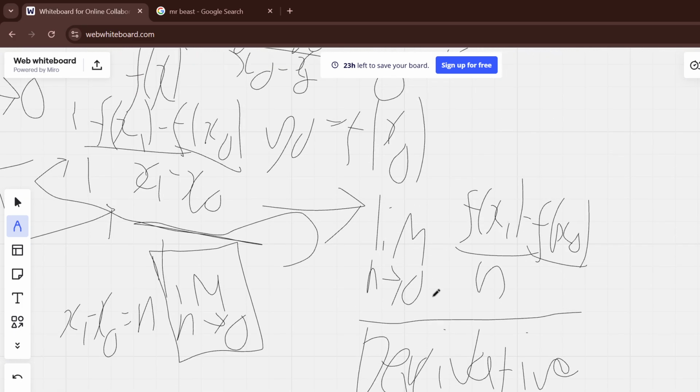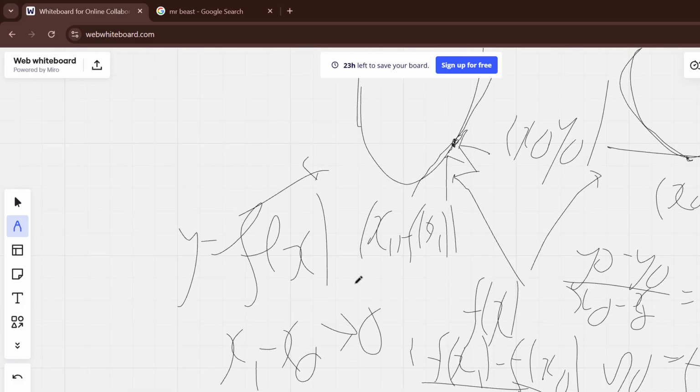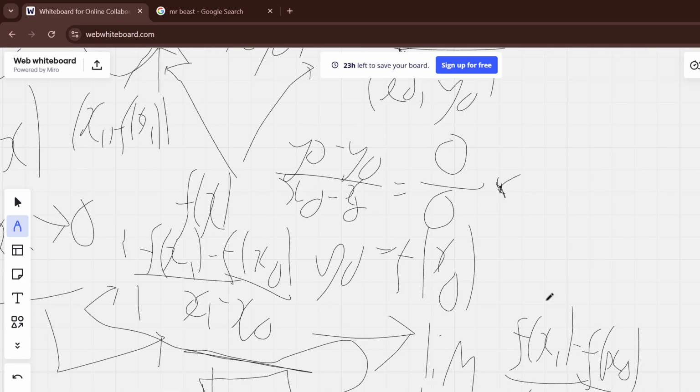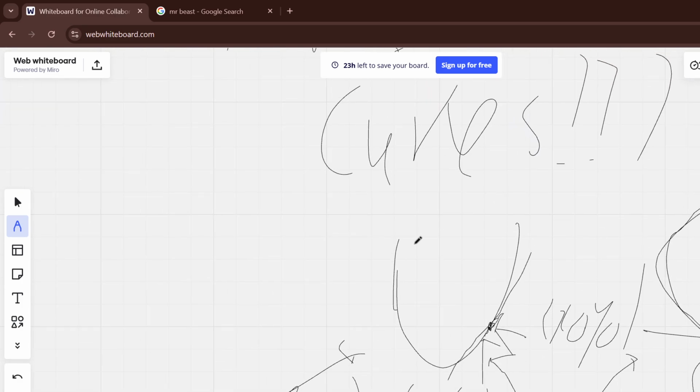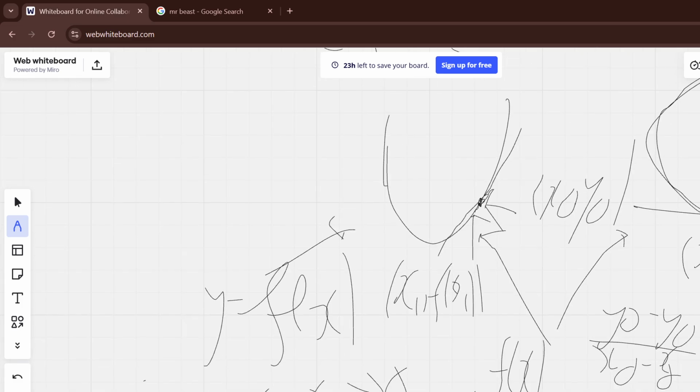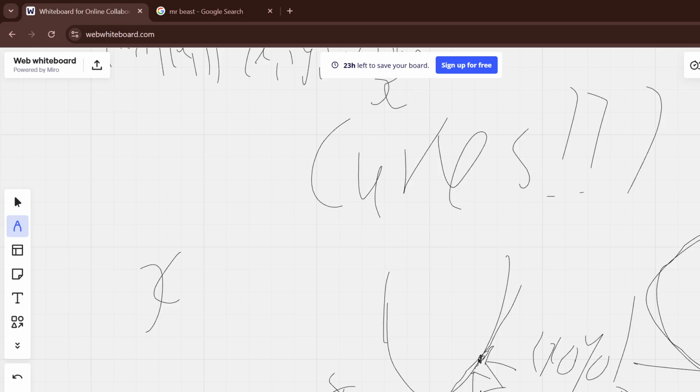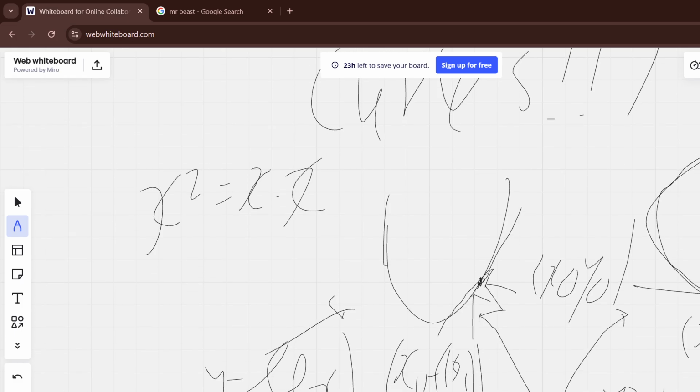The limit of n approaches 0 of f of x1 minus f of x0 over n gives us the gradient of the curve. But we can't really do anything with this if we're just taking a random function f of x. So let's just say f of x is equal to x squared. If you don't know what x squared means, it just means x times x. And if you don't know what multiplication is, it means you add x to each other, x times.